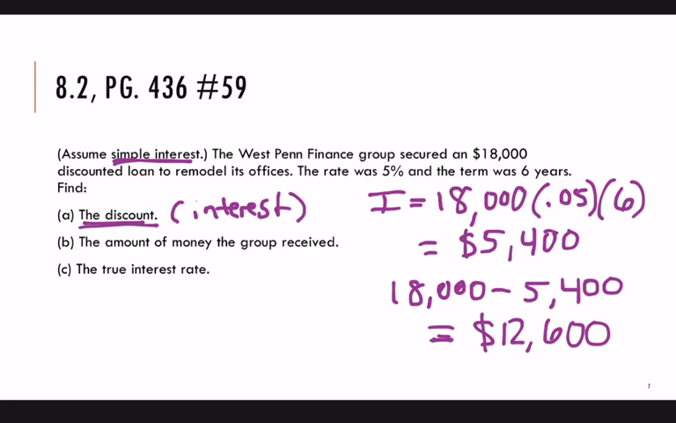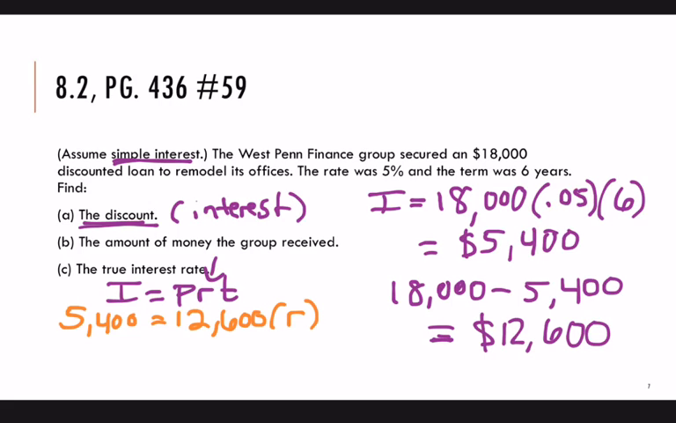Okay, and then find the true interest rate. So we want to go back to the simple interest formula and solve for R. But now this time we're making a change here. Instead of the $18,000 as the principal, we're going to use the amount of money that they actually received. Okay, so we know that the interest is $5,400. The principal, that's going to be the $12,600. We're looking for the new interest rate, so you're not using the 5% anymore. We want to know how much they actually paid. The 5 is the stated rate, but not actually what they paid. And then the time is still 6 years.